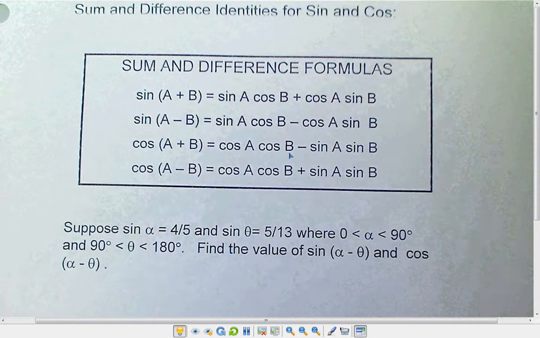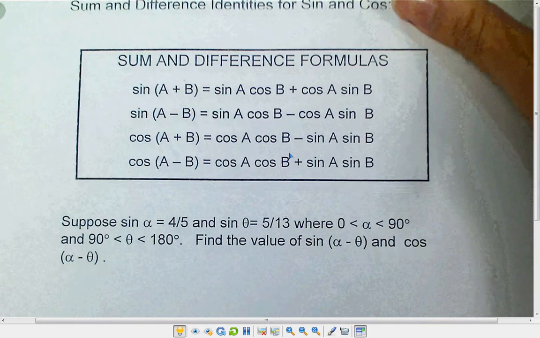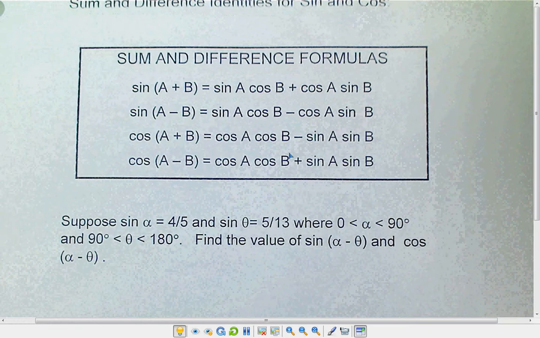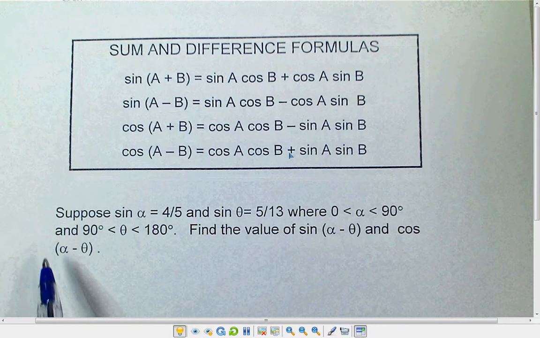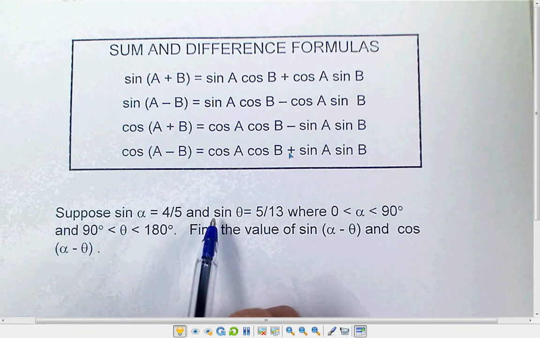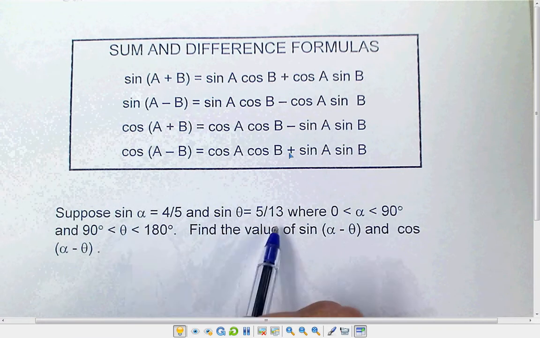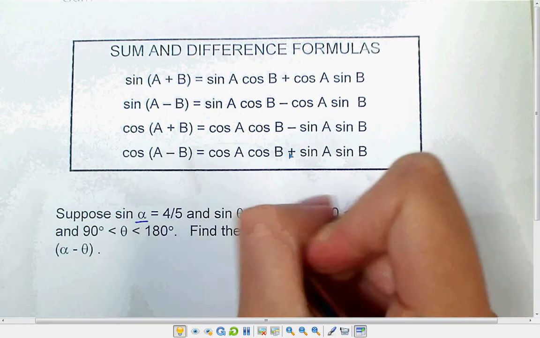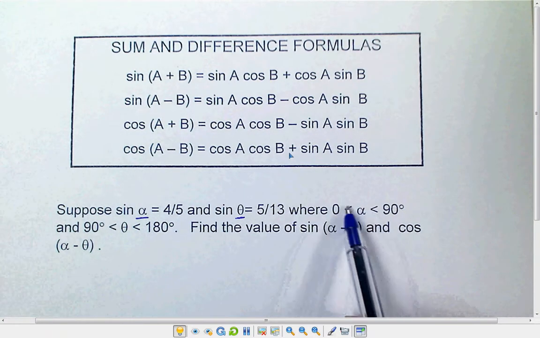We're going to be using our sum and difference formulas to solve a different type of problem. And this is going to be using some of the stuff that we've learned before in previous units. So our problem says, suppose sine of alpha is 4 over 5 and sine of theta is 5 over 13. So right away we know we have two different angles. One of them is alpha and one of them is theta, where alpha is between 0 and 90 degrees.